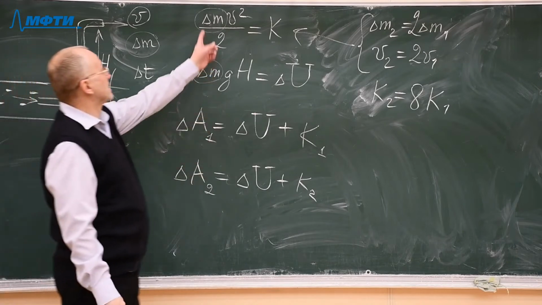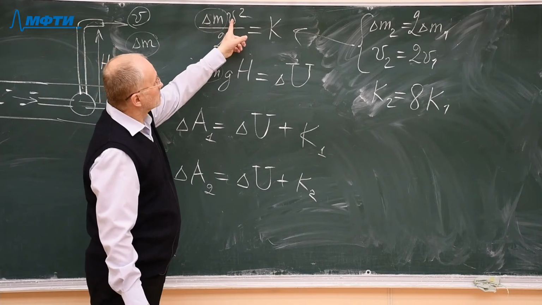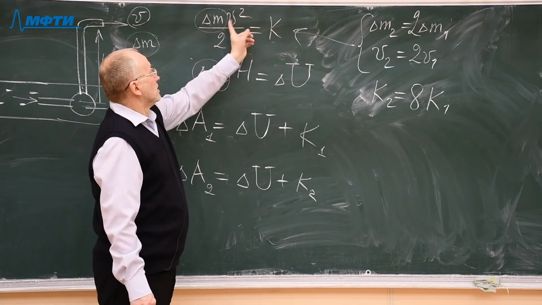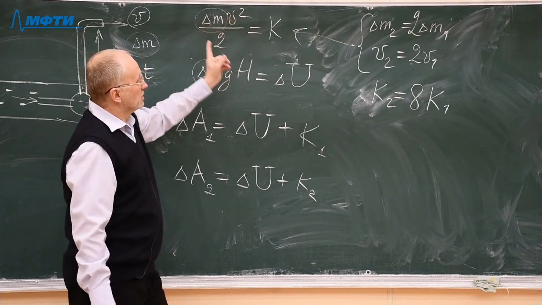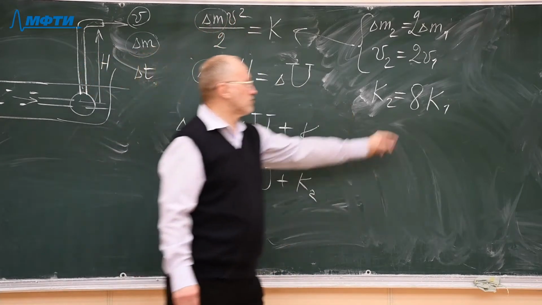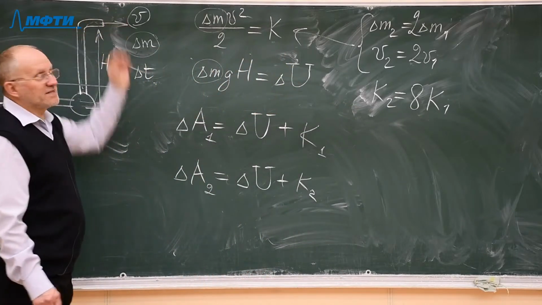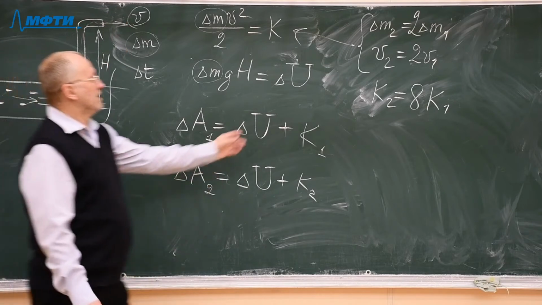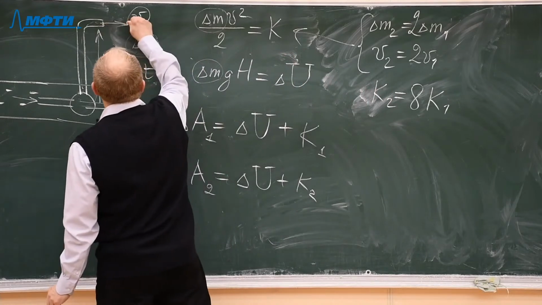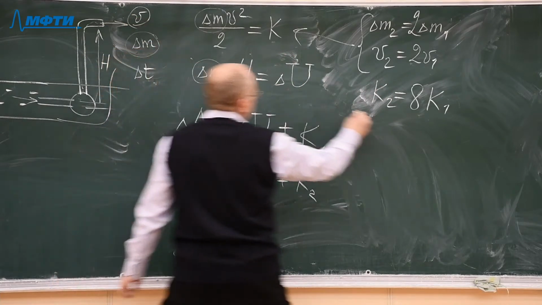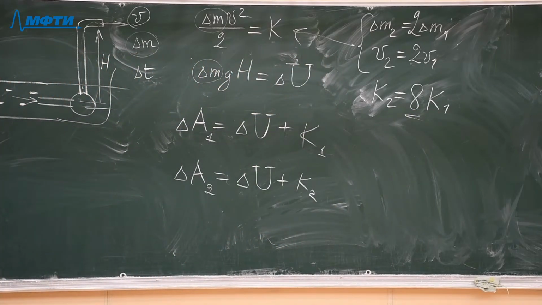Right? Delta m is increased by a factor of 2. Velocity is increased by a factor of 2. Squared, we get the factor of 4. 4 times 2 gives you a factor of 8. So if the pump starts pumping twice the amount of water per unit time, then the kinetic energy of the water flowing from here will be 8 times more than the initial kinetic energy before the increase of the pump power.